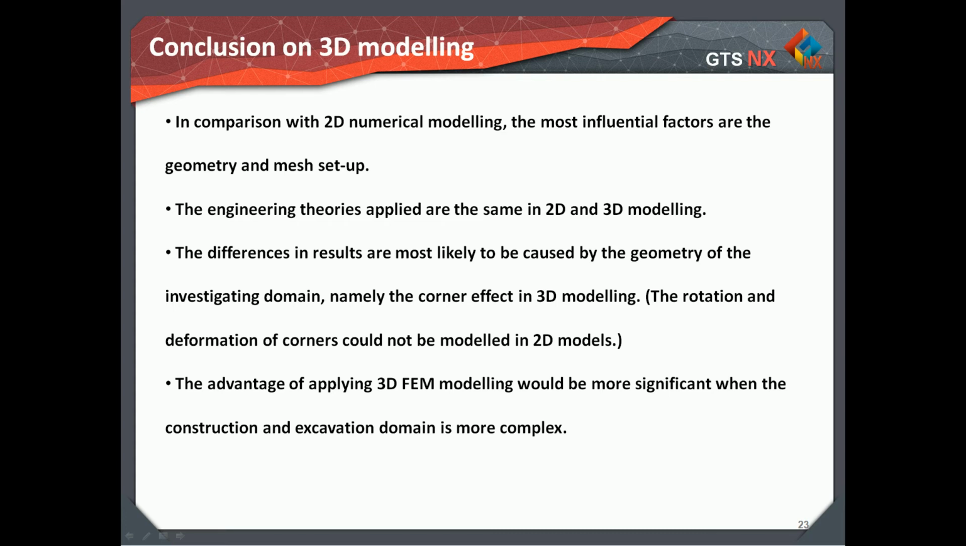So this slide shows the conclusion on 3D modeling. In comparison with 2D numerical modeling, the most influential factors are the geometry and mesh setup. The engineering theories applied are the same in 2D and 3D modeling. The differences in results are most likely to be caused by the geometry of the investigated domain, namely the corner effect in 3D modeling. The rotation and deformation of corners could not be modeled in 2D models. And the advantage of applying 3D FEM modeling would be more significant when the construction and excavation domain is more complex.